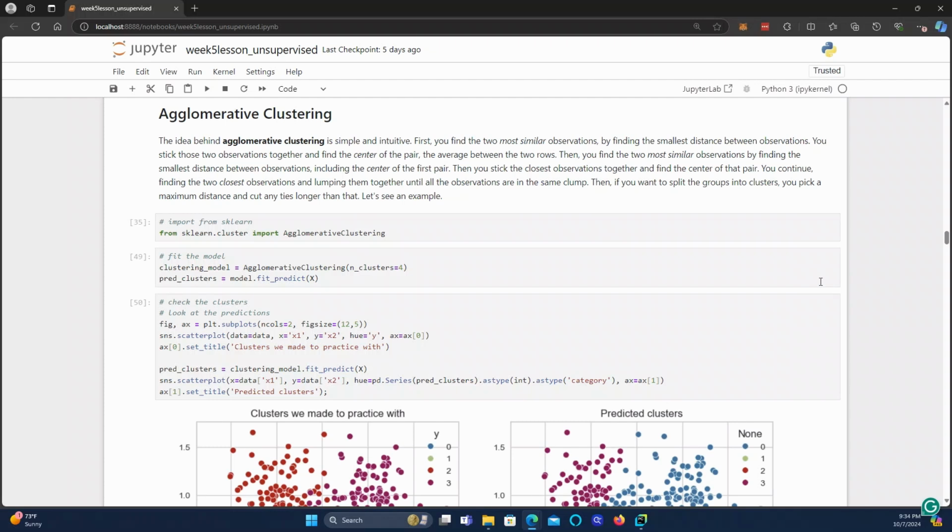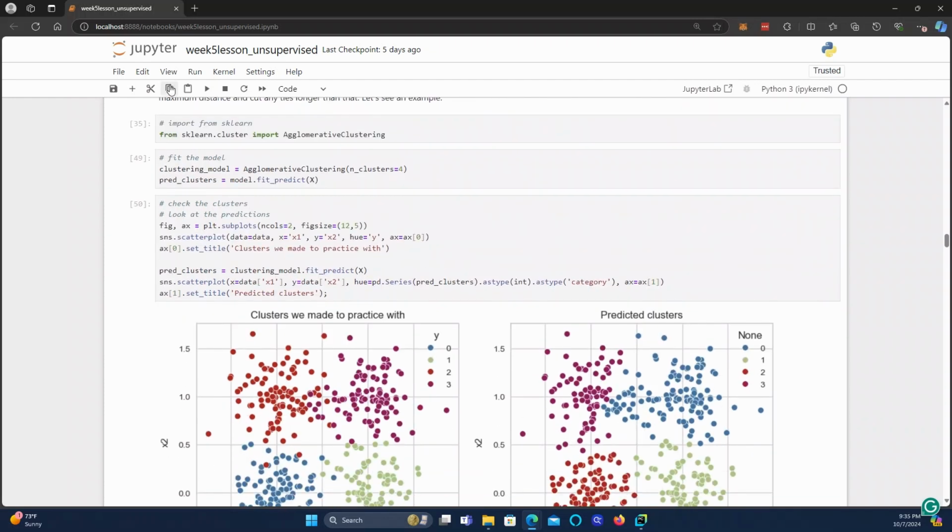And then you continue, and you find the 2 closest observations, including those 2 centers that we have, and you lump them together, and so on and so on, until all of the observations are in the same clump, the same cluster. Then, if you want to split the groups into clusters, you pick a maximum distance and you cut any ties longer than that. So let's look at an example.